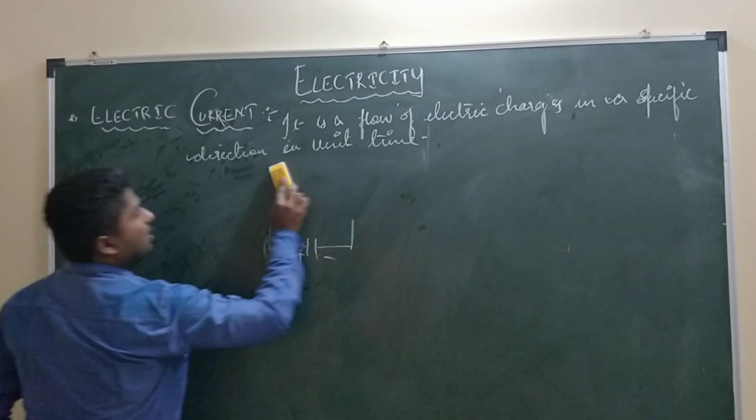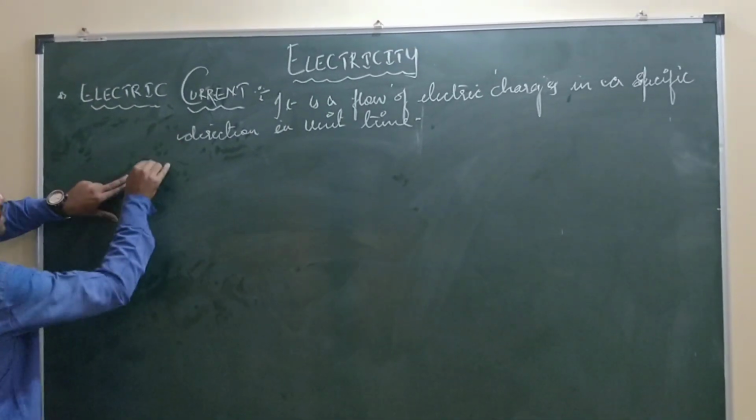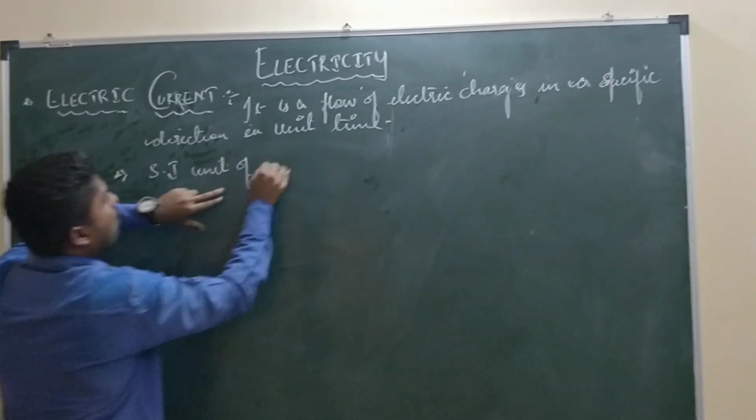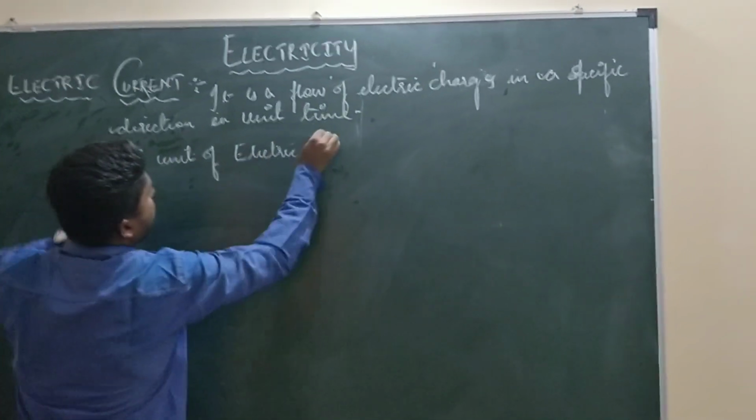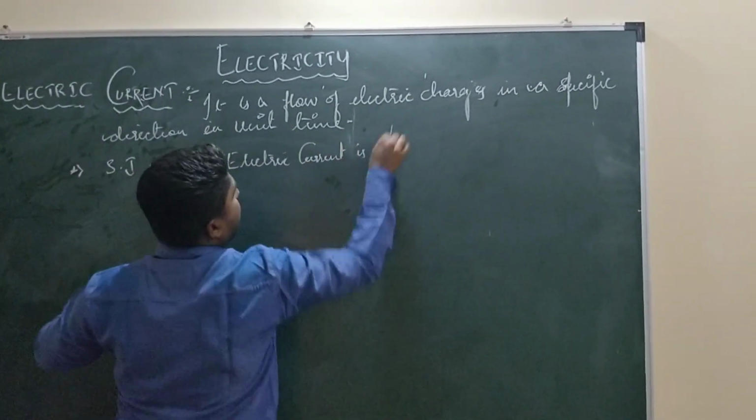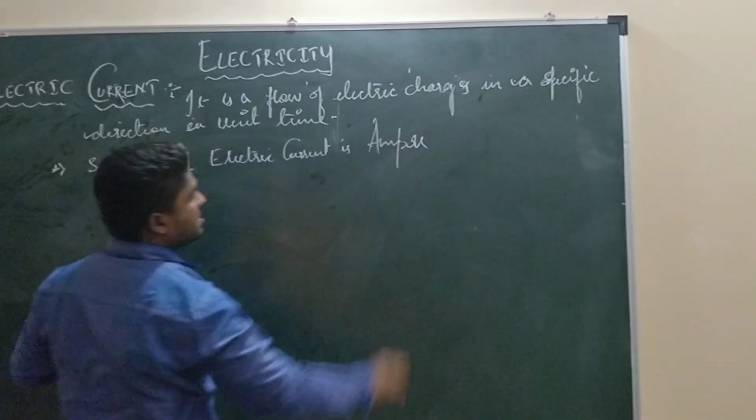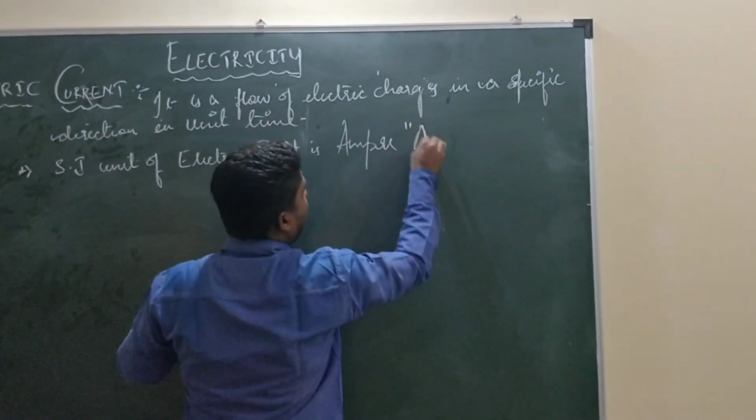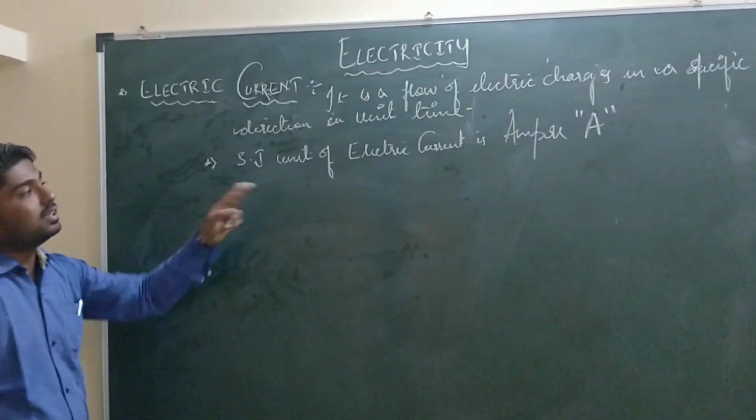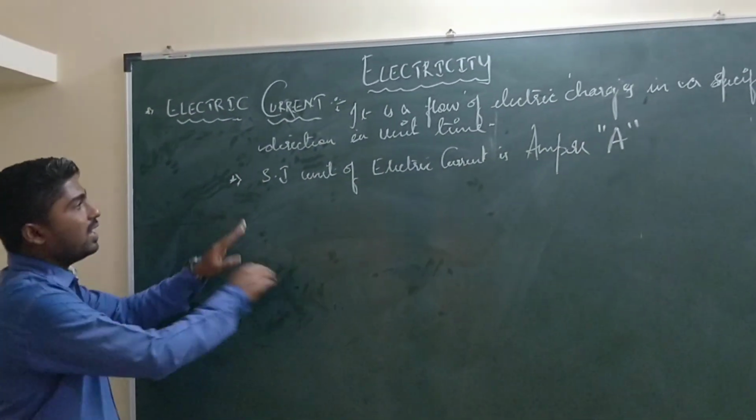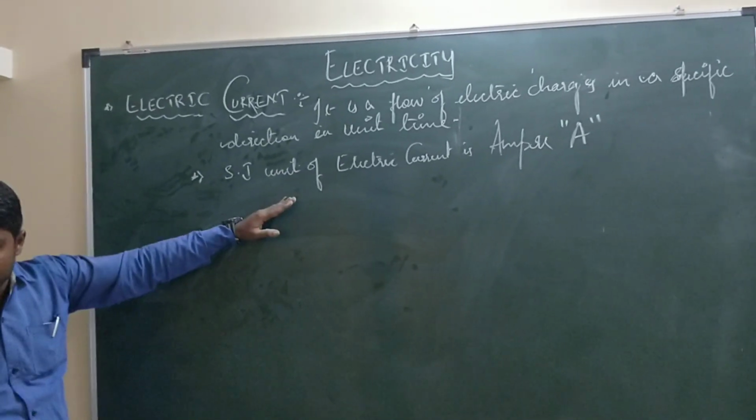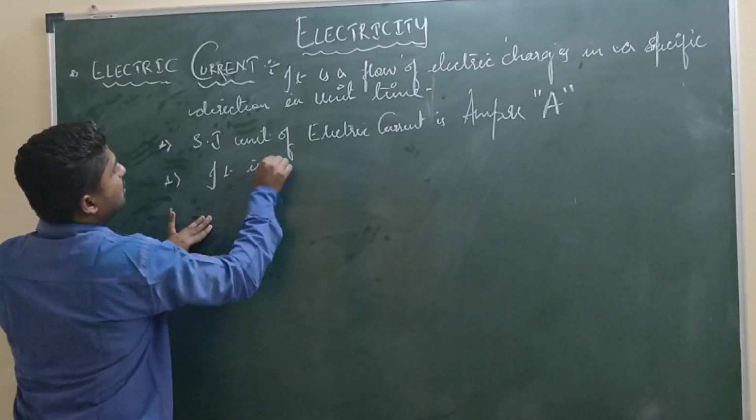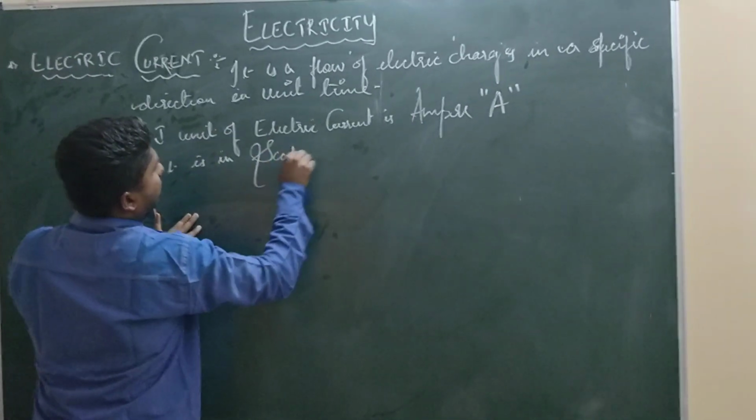Now, guys, the next point about electric current is the SI unit. The SI unit of electric current is ampere and it is denoted by capital A. Remember, the SI unit of current is ampere, denoted by capital A. Now, electric current is a scalar quantity.